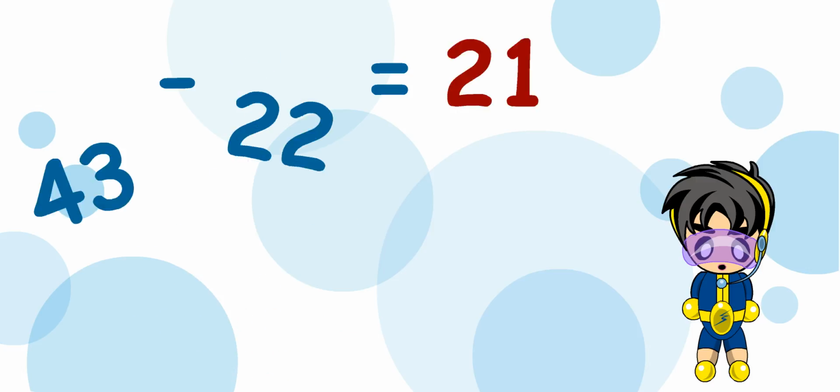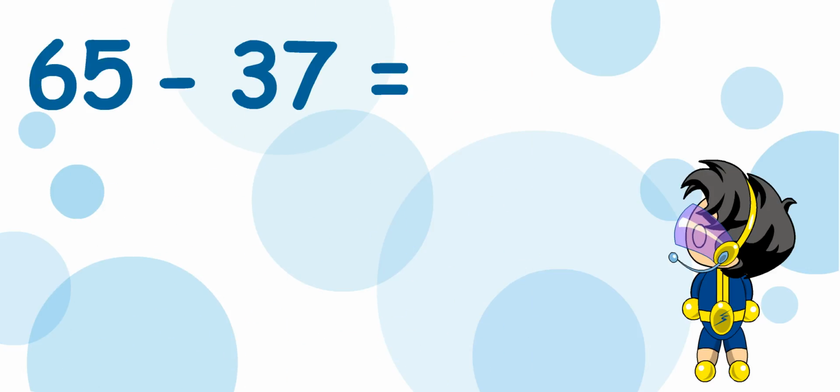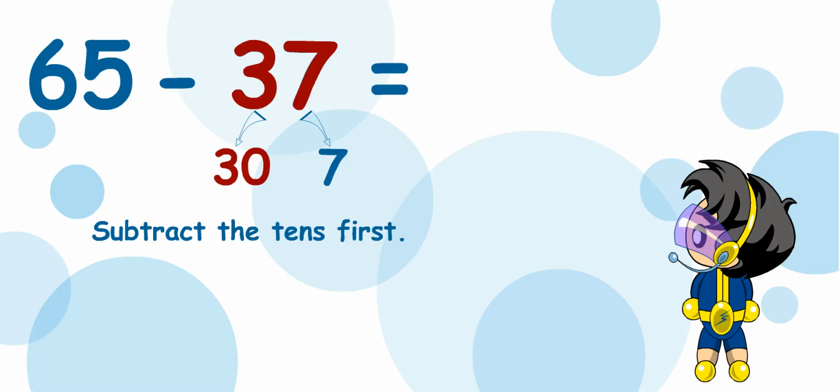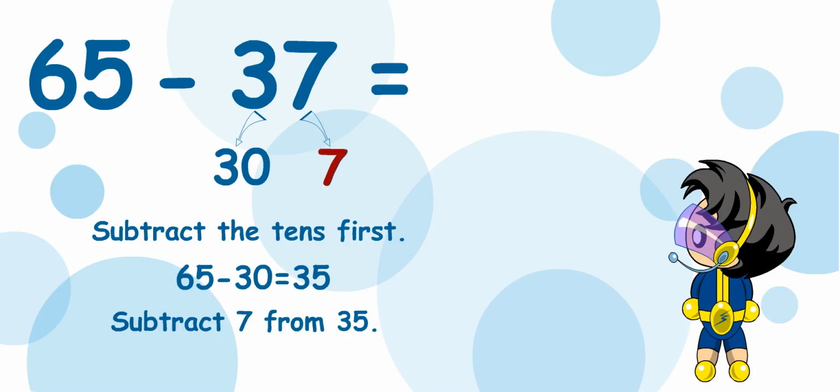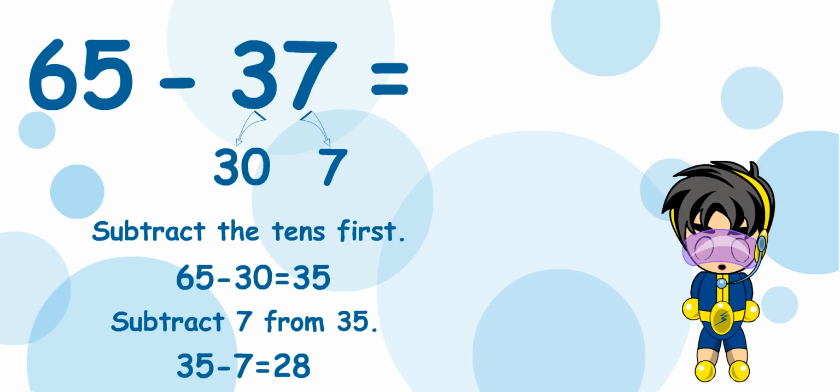Okay, can you subtract 37 from 65? First, I break 37 up into 30 and 7, since 37 is 3 tens and 7 ones. Next, I subtract the tens of 37 from 65. So, I take 65 to minus 30, which gives 35. Now, I have to subtract the ones from 35 to complete the sum. Thus, 35 minus 7 gives 28. So, 65 minus 37 is equal to 28.